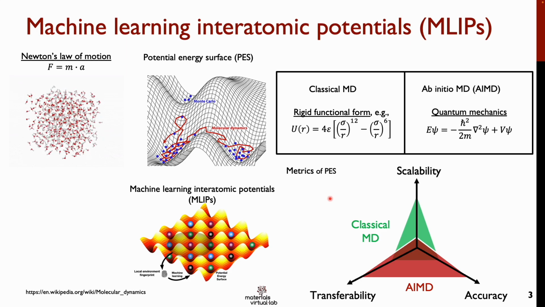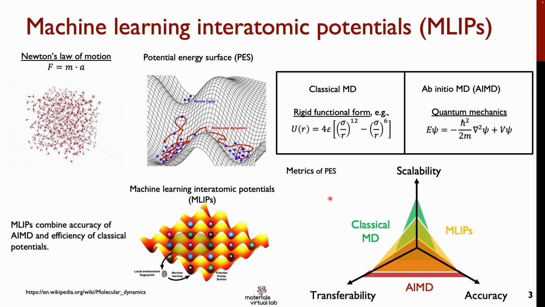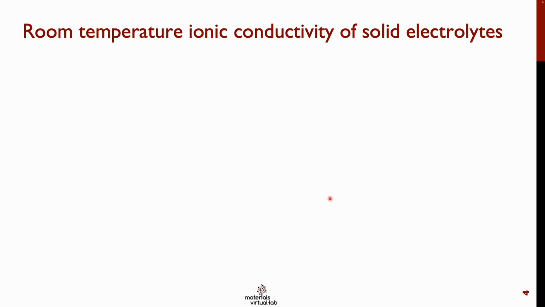So these machine learning interatomic potentials, in short MLIPs, have been verified to have very good accuracy for a lot of systems that are similar to their training structures. And today I'm actually going to show you what has been done with machine learning interatomic potentials to study solid-state electrolytes in the last 4 years. So let's start with the introduction to my studies.